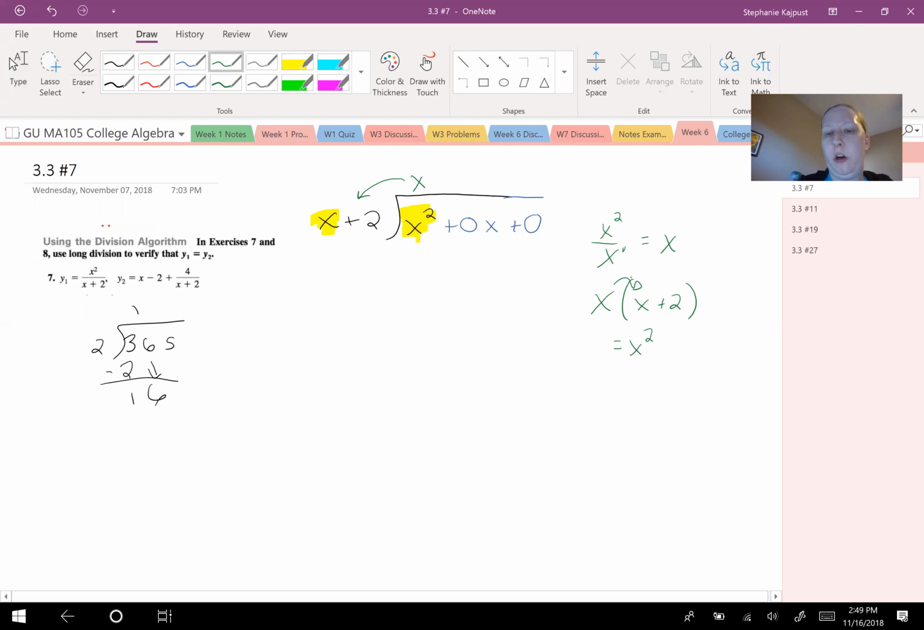That gives me x squared. And then x times 2 is 2x. So just like regular long division with numbers, we write that underneath. But I have to make sure that I line everything up with like terms. This is why we have to put the placeholder, because otherwise I would have nowhere to line that 2x up with.